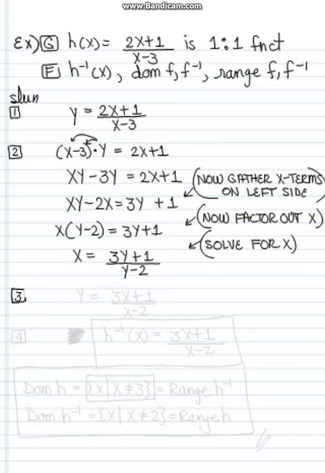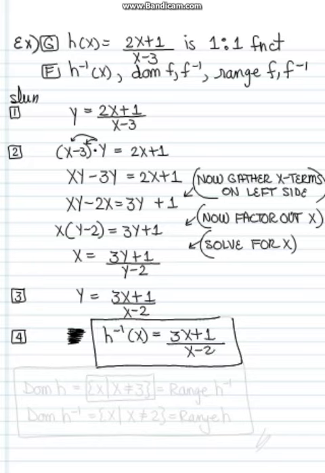Step 3, switch the x's and y's, rename them: y equals (3x plus 1) over (x minus 2). And now step 4, replace y with h inverse of x. It equals (3x plus 1) over (x minus 2).